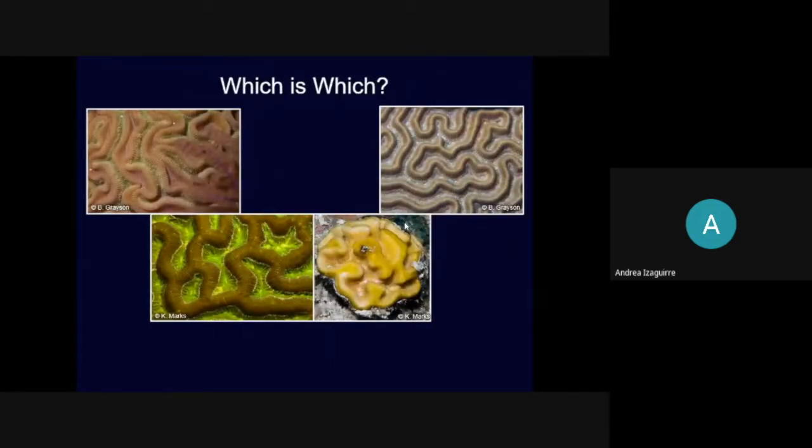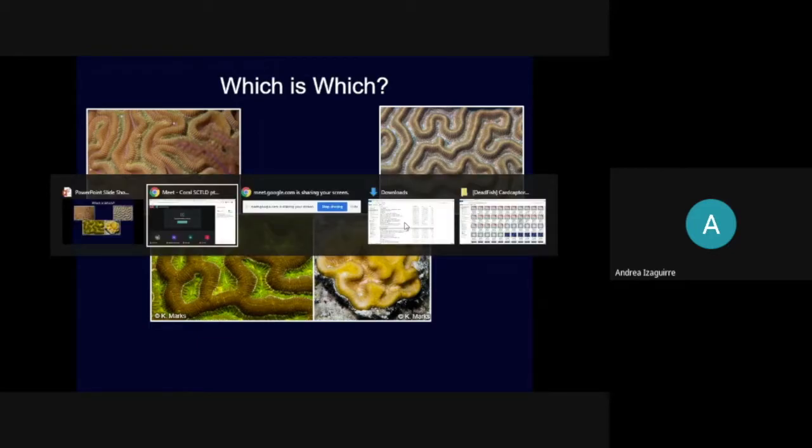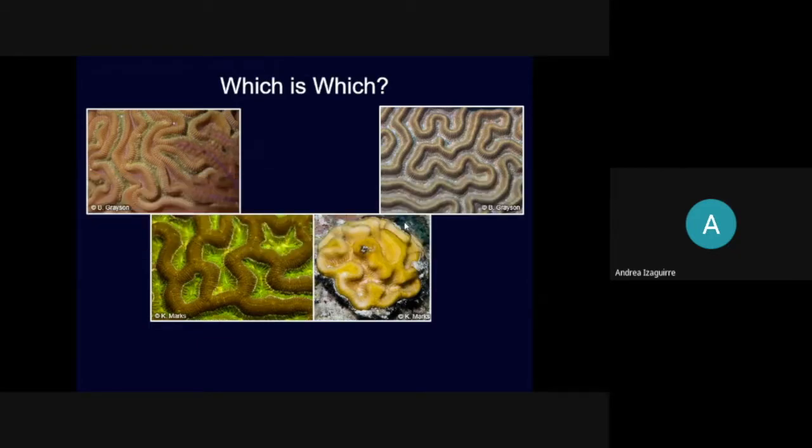So here we have the 4 corals that we just saw. Let's see if Caitlin wants to give us a hand in telling us what these are and what you can use to identify them. Oh, that's a hard one.